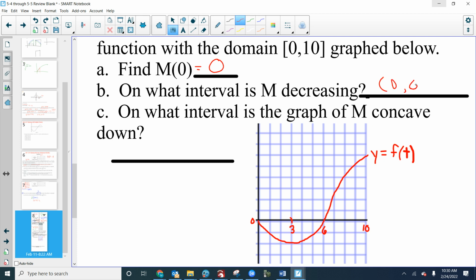M prime is the sum of F. Good. M prime of X equals F of X. Good. And if we're looking for where M is decreasing, that's where M prime is going to be negative, which is where F is. And F is negative from. Perfect. Who wants to take part C?